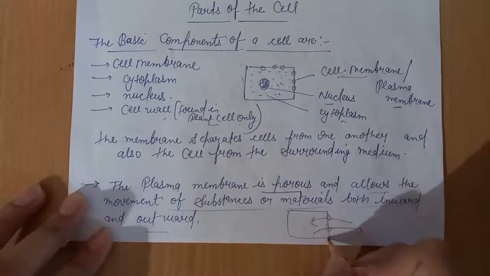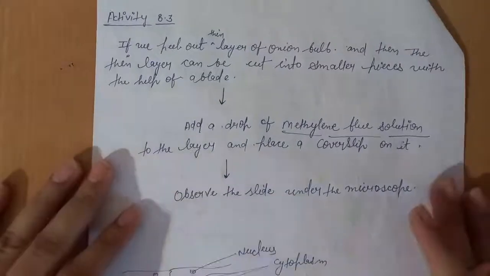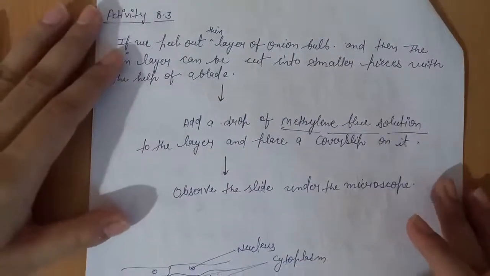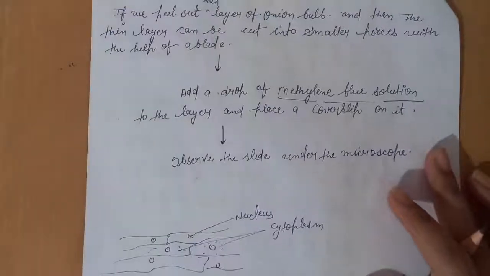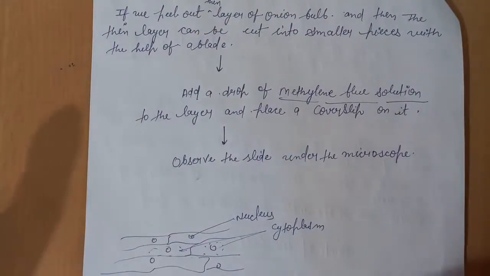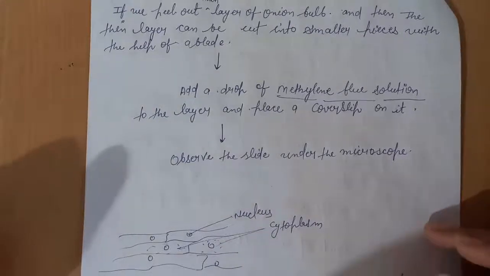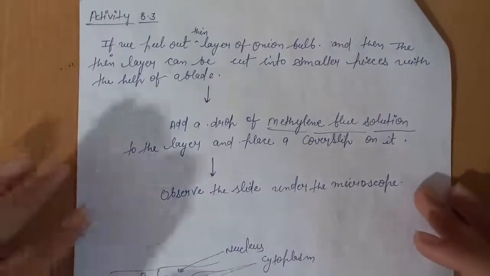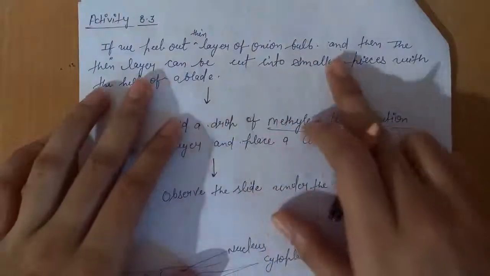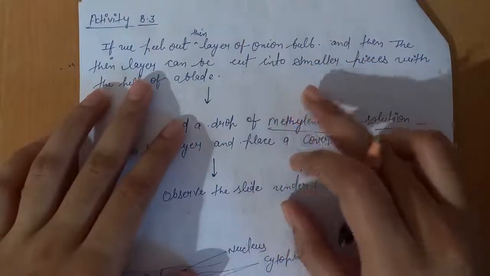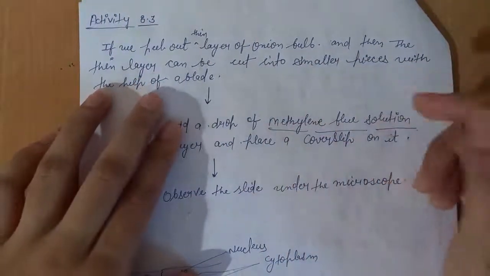And students, if we see the cells in a microscope, using a microscope enlarges the view of things. So if we peel out a thin layer of an onion bulb, then the thin layer can be cut into smaller pieces with the help of a blade.